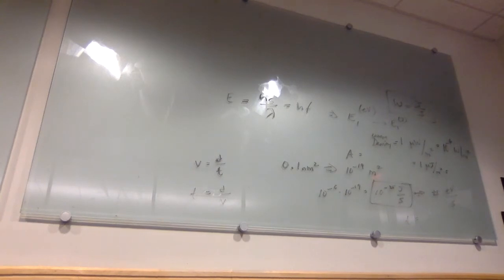This kind of goes into number 8, which says consider two 500-watt light bulbs, one UV and one infrared, emitting at this wavelength and this wavelength, which emits photons at a higher rate.